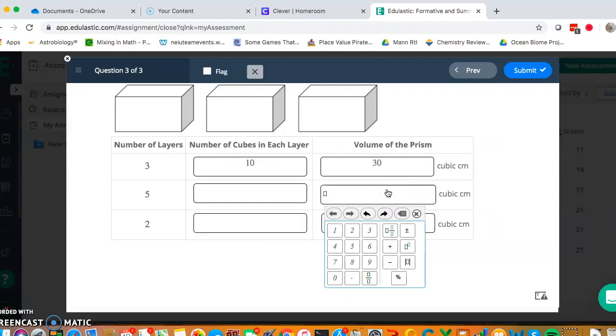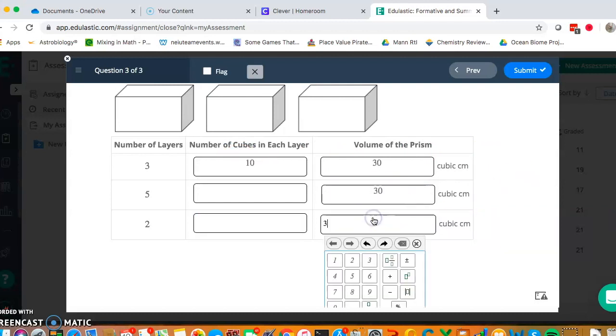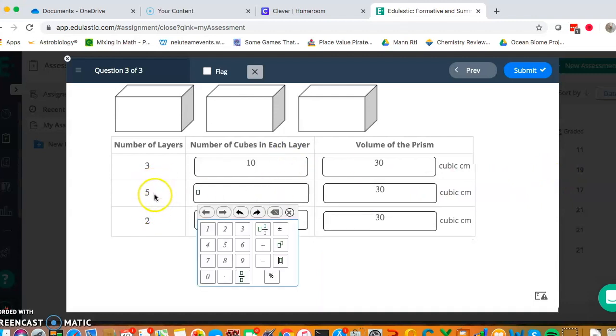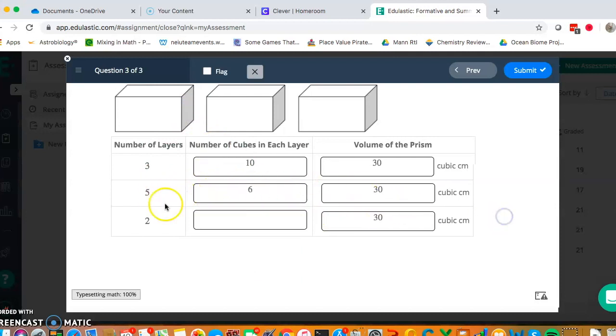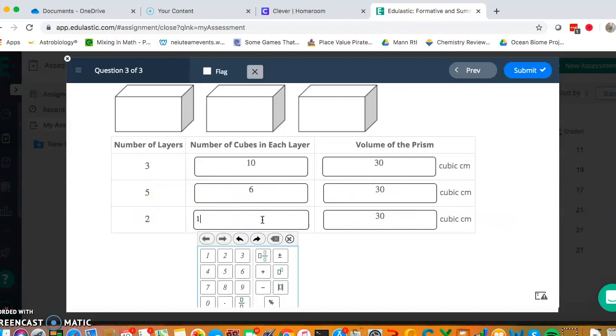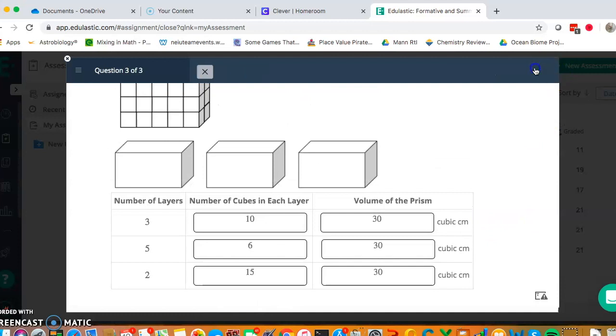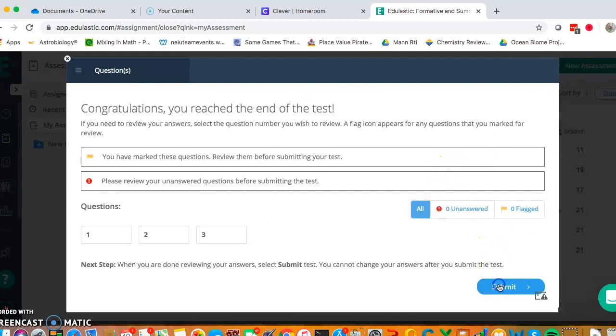And the volume of each of these prisms is the same, so I'm going to go ahead and say it's 30. So that means that the number of layers is all that's changing. So that means that the dimensions of each layer must change. So I can think of this as a division problem. 30 divided by 5 is going to equal 6. 2 times 15 equals 30. Now I can submit. I feel good about myself.